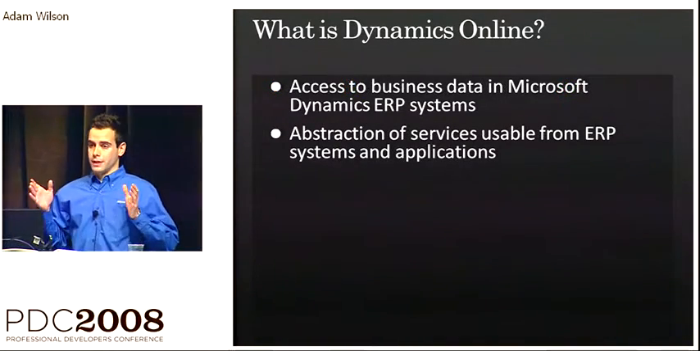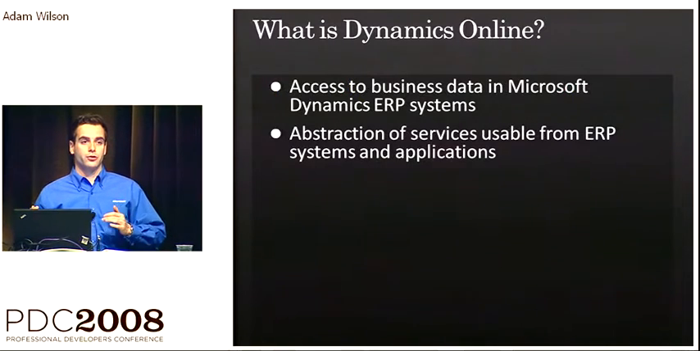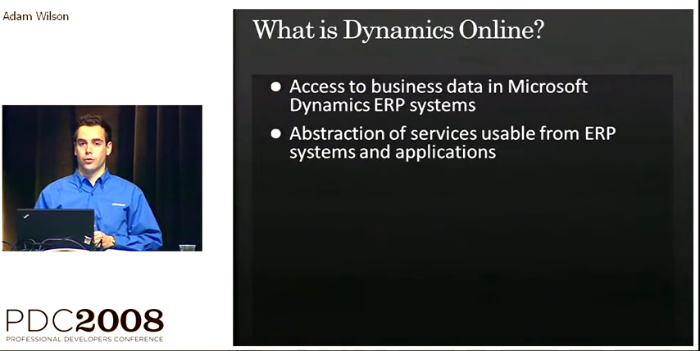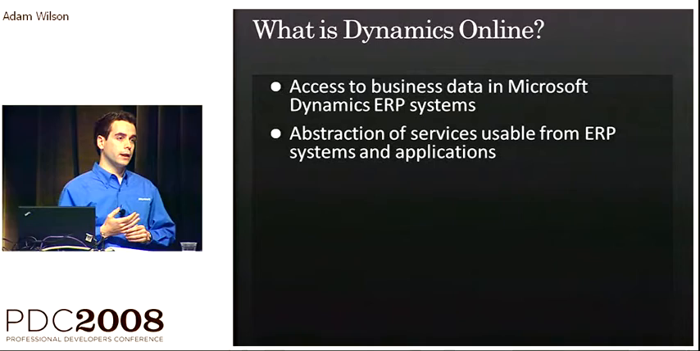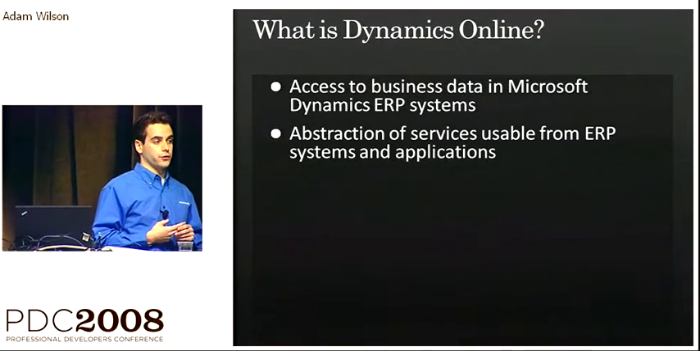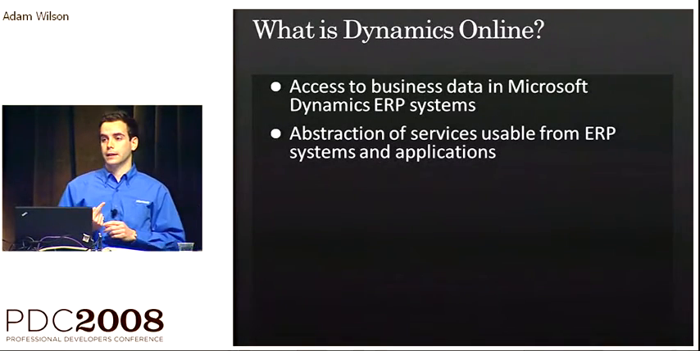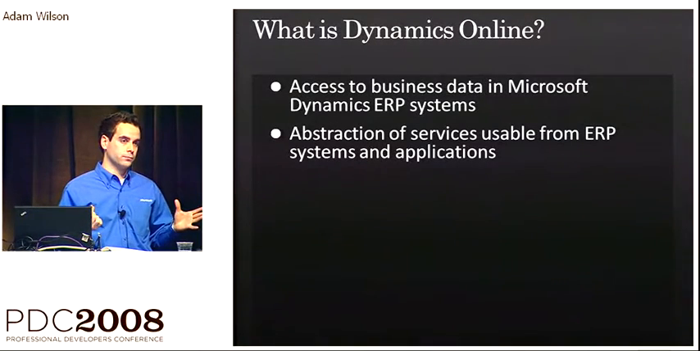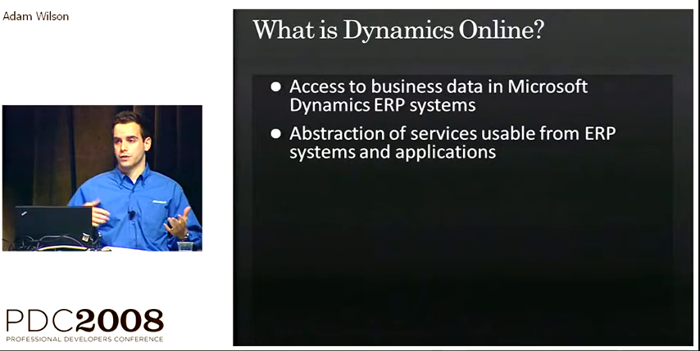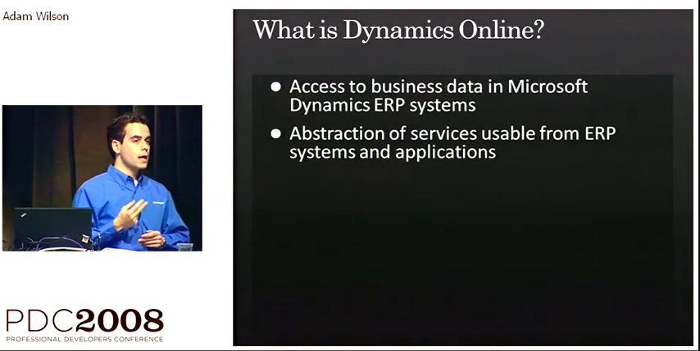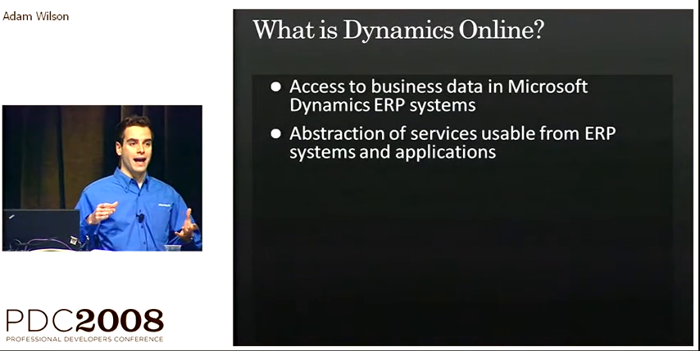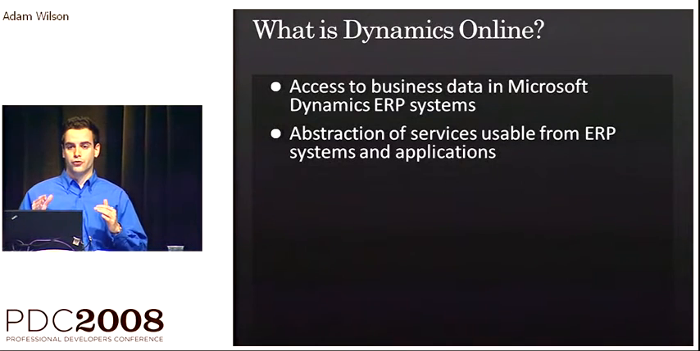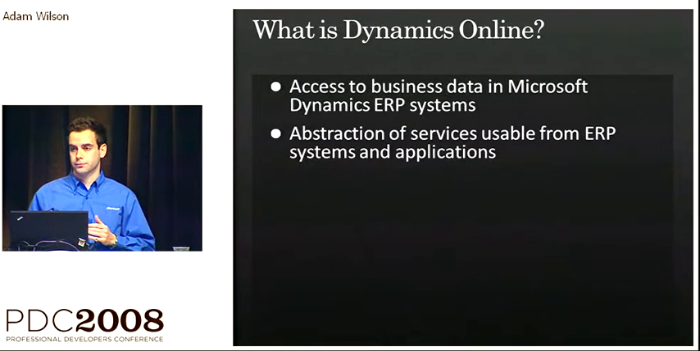As I mentioned before, Dynamics Online is a service that Microsoft hosts. It's accessible through a SOAP API, which I'll describe later, and it accomplishes two key things. The first thing is it provides access to data that's stored in your ERP system. Think of this as a customer or a sales order. The second thing we do is we provide an abstraction to other providers.